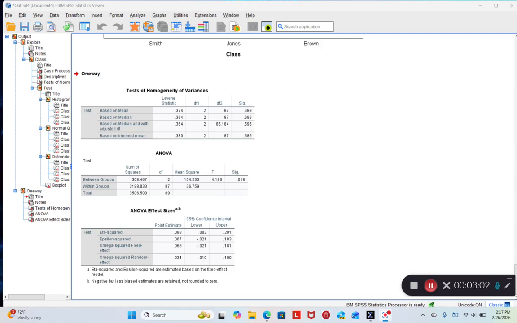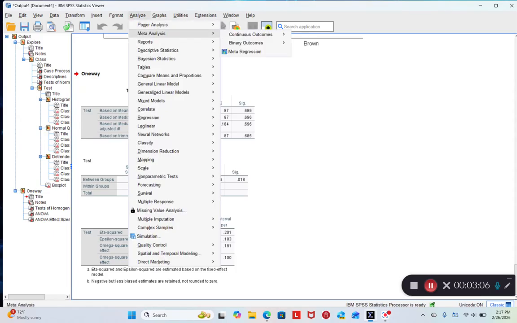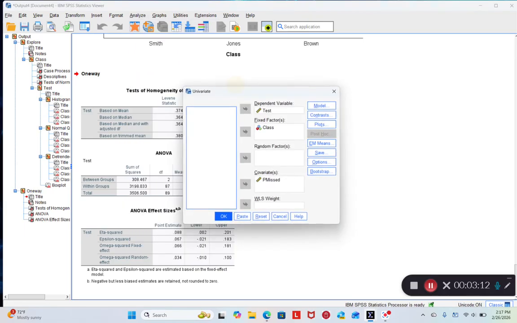This one does take a little bit longer. So we'll go to Analyze. We go down here to General Linear Model, go over to Univariate. We will move the test to be dependent. The fixed factor is going to be our classes, and our covariate is going to be our periods missed.